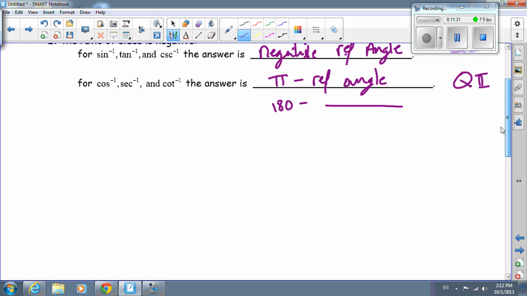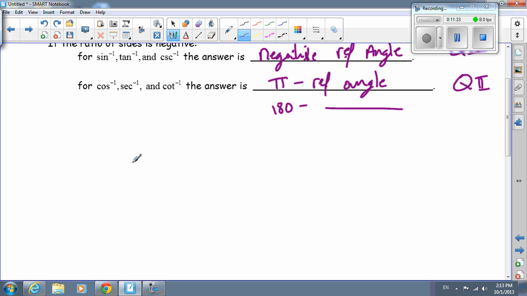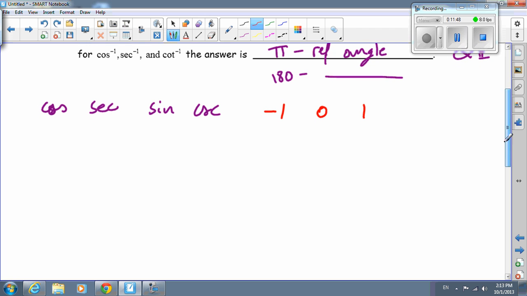All right, what if now you're on the axis? What if you have cosine, secant, sine, or cosecant that is equal to a specific value, -1, 0, or 1? Now you're on the axis. When I say the axis, I mean the point that you're looking for might be one of these points. Unfortunately, you've got to know the coordinates of each axis.